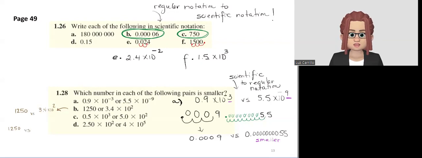If we have the number 3.4 times 10 to the negative 2, what we do is that we take 3.4 and then we move it 2 spaces. 1, 2. That pocket that we open, we populate it with a 0, so we're comparing it to 340. We can see that the smaller number in this case is this one.